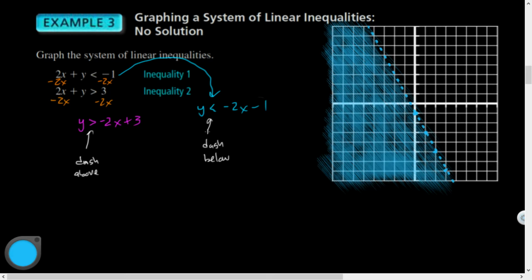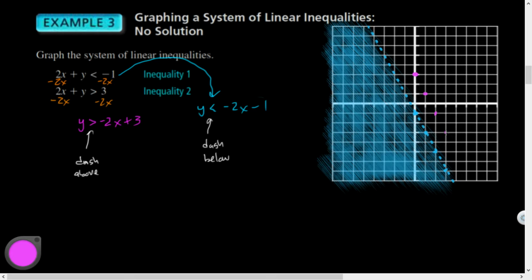Yep. So let's figure out where this purple line is. What's the y-intercept on the purple line? Anybody? Oh, y-intercept? I tricked you. I started with the y-intercept. So 3. All right, no worries. Okay, so there's 3. And what's the slope? Yeah, -2. So I'll go down 2 and over 1. Down 2 and over 1.